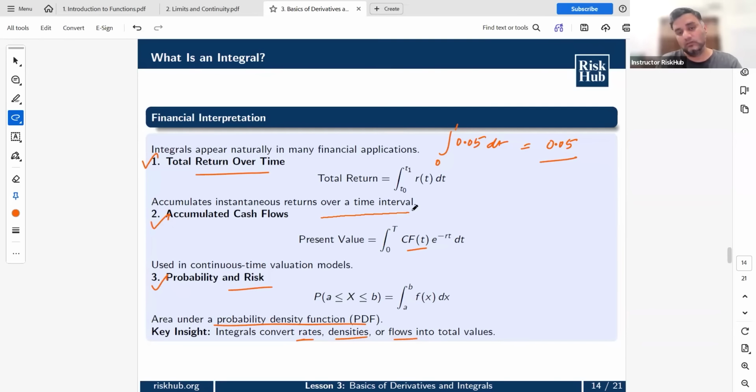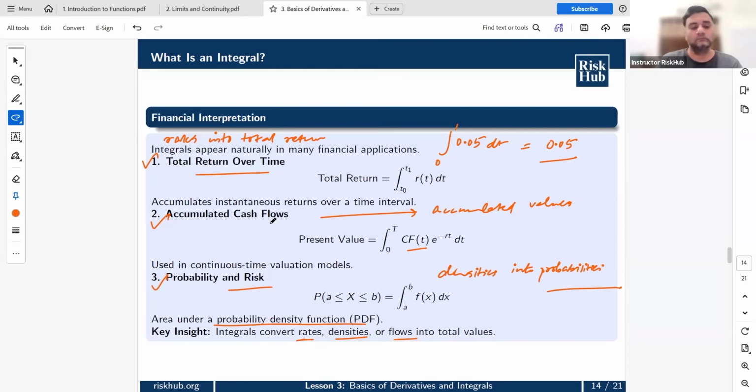Converts your rates to totals, densities into probabilities, your flows into accumulated values. This is your flows, you are converting into accumulated values; rates into total return; densities into probabilities. Okay, so that is what we need to look at.